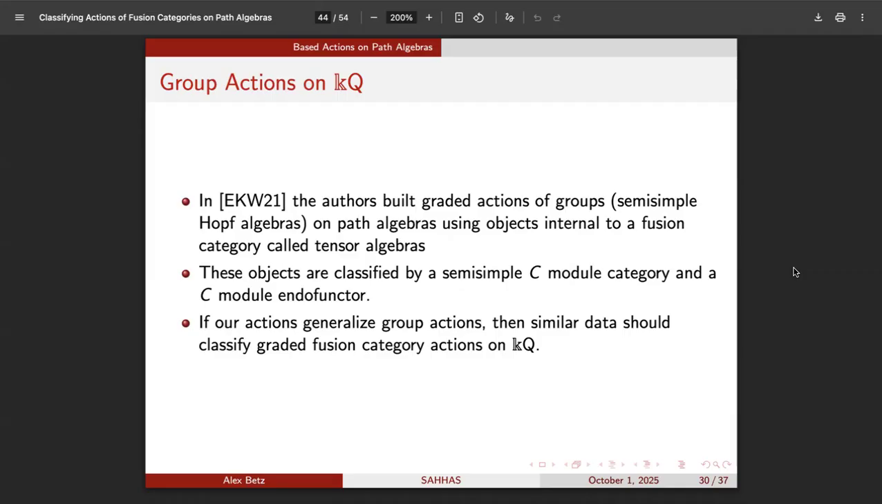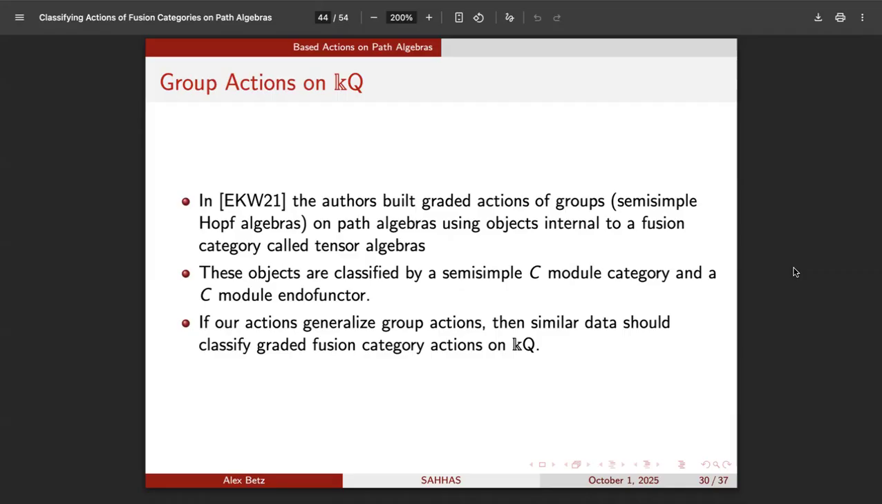Pavel Etingof, Ryan Kinser, and Chelsea Walton built group actions, and if you read their paper, they will say semi-simple Hopf algebras, but you can think of a group as a semi-simple Hopf algebra, on path algebras, using objects internal to a fusion category called tensor algebras. These actions were classified by a semi-simple C module category and a C module endofunctor.